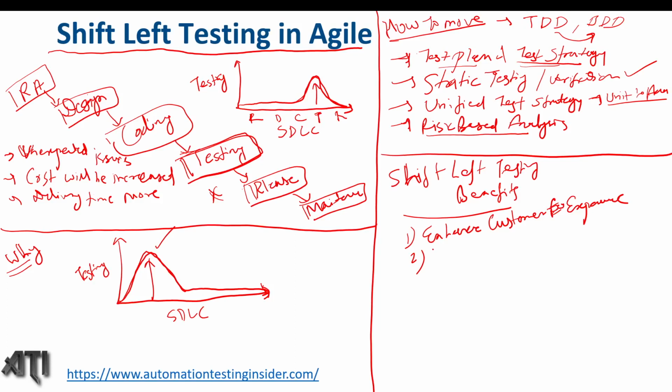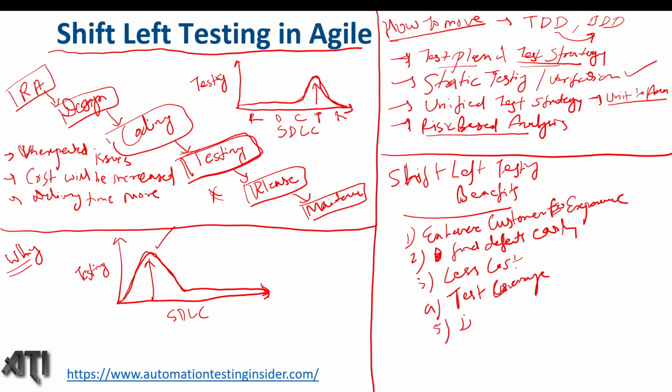Another thing is that we find defects early in the life cycle. That is one of the advantages, and the cost will be less. Test coverage also increases, because we have started testing from the beginning, so the coverage will be more in this approach. And delivery speed of the software will be more. And what else? Yeah, scope for automation.